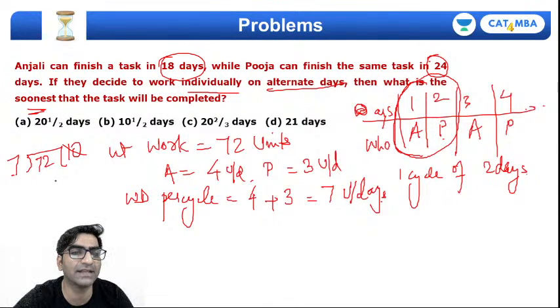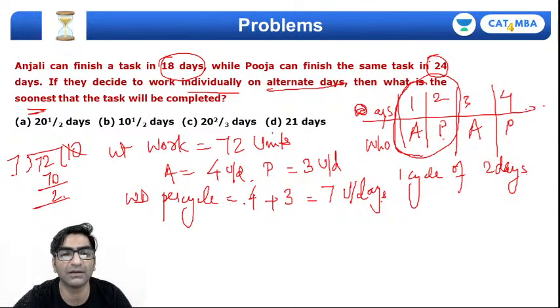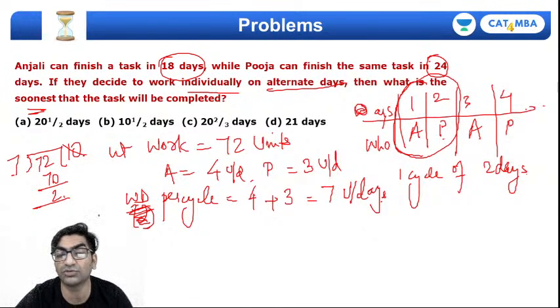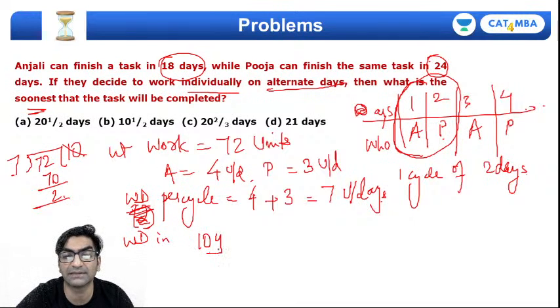Right? 7 into 10 is 70. That leaves me with the remainder of 2. Right? Now, usually this 2 will be troublesome. Right? So I'll make a note of that separately. But for now, I know that it's 10 cycles that leave me with 2 units of work left. Right? So work done in 10 cycles should be 70 units. Right?